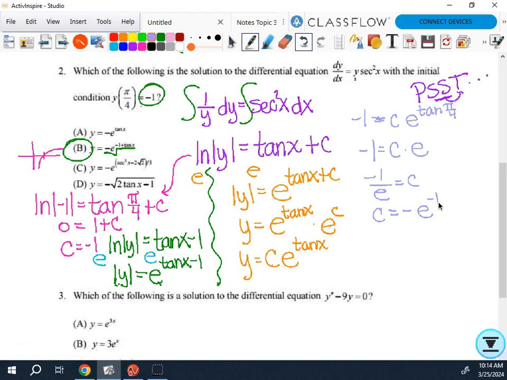So when I go and substitute it back in at this point right here, this is going to give me y equals negative e, because that's my c value, to the -1 times e to the tangent of x. Now, two bases that are the same, I add the exponents. That's where we get y equals negative e to the -1 plus tangent x power.